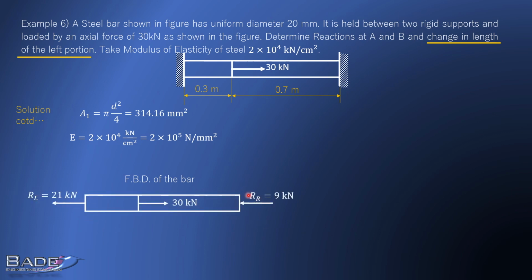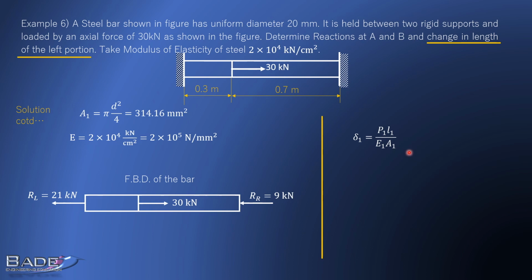Now RL and RR are known, so all external forces are known. When you want to find internal forces, you should draw free body diagram and show all external forces first. So we have shown all external forces. We want to find change in length of the first part. So first part, delta 1, P1 L1 upon E1 A1. Simple.